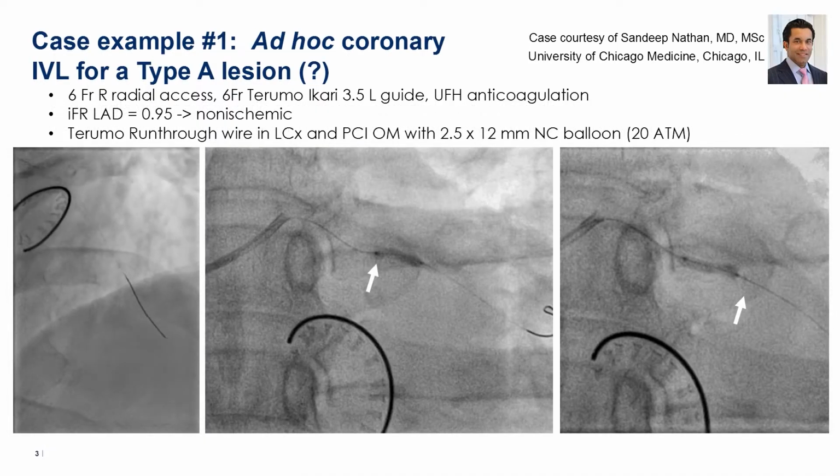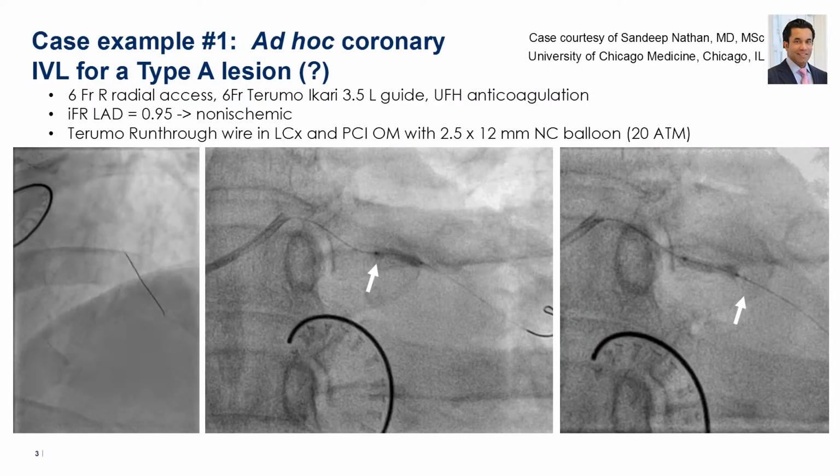So first, we sort of clear the air about the LAD. In the first panel, what you see is an IFR wire going down, 0.95, non-ischemic, and we get through the OM lesion with a run-through wire, a workhorse wire, and we dilate with a 2.5 by 12 NC balloon. One of the shifts in my practice has been to pre-dilate with NC balloons in the overwhelming majority of cases because you can really kind of test the water with that, perhaps avoid some balloon ruptures and so forth.